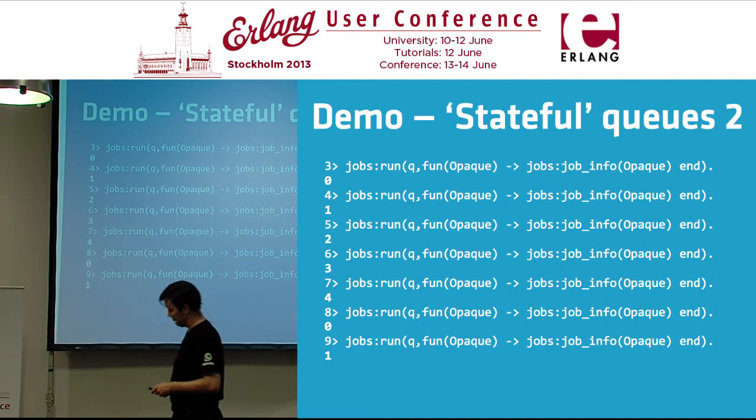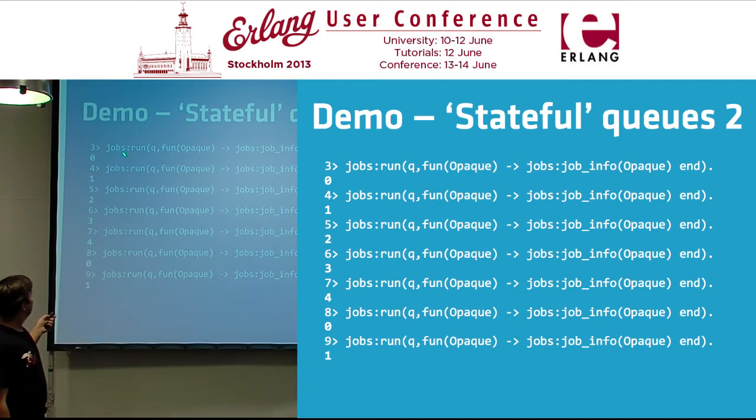But here then, the client function, now I can call it a passive function of arity 1, and then jobs will give me this opaque state that it passes to the client, and I can pull the job info from the opaque state, which is undefined if there wasn't a state fun in the dispatcher. But here I will get that number back. So it goes from 0, 1, 2, 3, 4, and then starts over at 0.